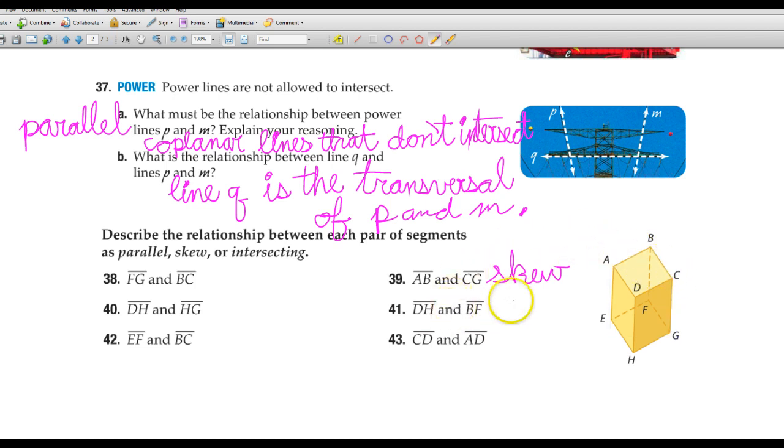Number 41, DH and BF. Okay, since they are going in the same direction, that means that they are coplanar lines, plus they do not intersect. So those are parallel.